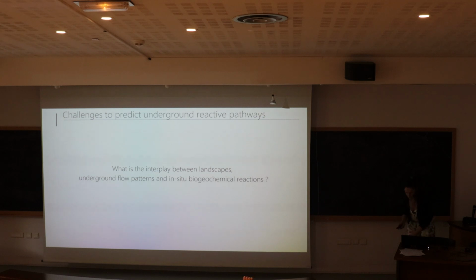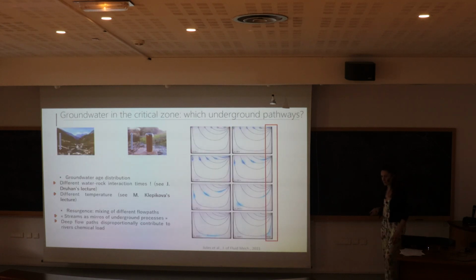So, yes? In this picture, you assume homogeneous domains. Yes, so the distribution is only due to streamlines. Yes. But of course, in aquifers, you have other preferential flow pathways. Yes, absolutely. So how do you reconcile this when you decode the ages, for example?